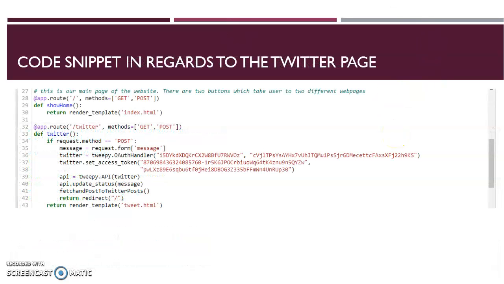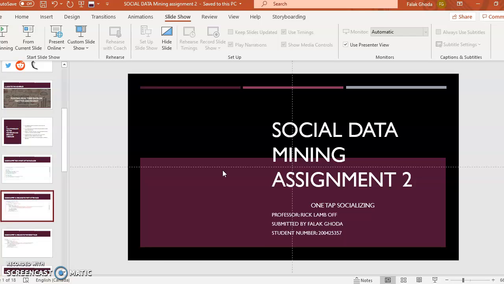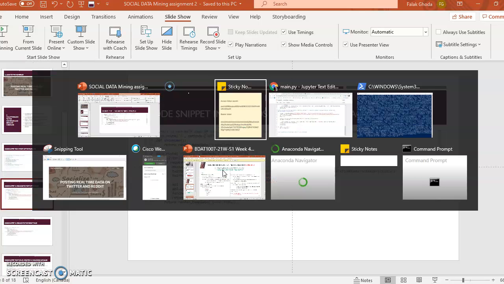Here is the code snippet for the Twitter page, the page which we just built, and I'm going to go through a quick walkthrough. Over here I have the TweetPy auth handler and the secret access tokens involved in it. So whenever I type in a message, it gets posted on my Twitter handle. I'm just going to give you a quick walkthrough of that.